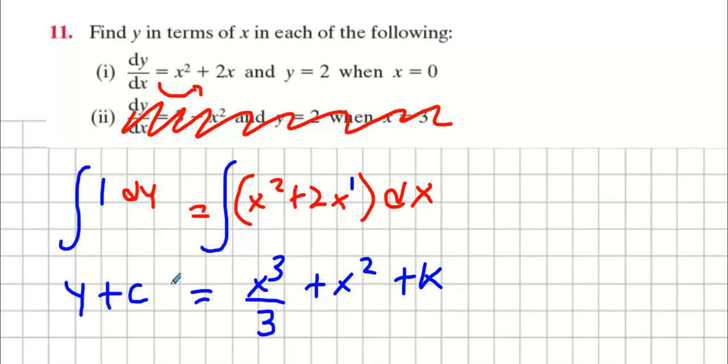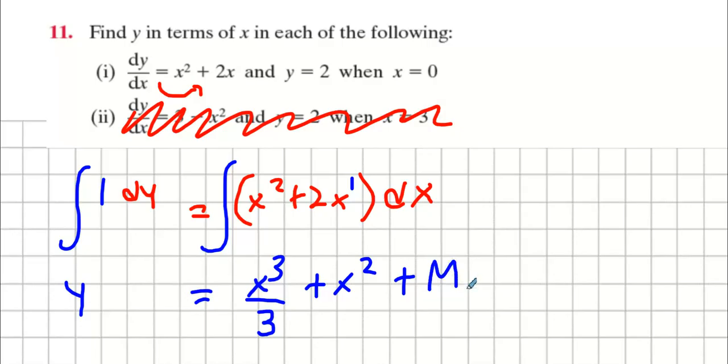Now, what happens if I move c over to the other side? And now I have k minus c. Would you agree that k minus c are just two random numbers I don't know the value of? Would you agree with that? And therefore, pick another letter we haven't used yet. Pick something. M. Grand. M. Done. The two of them make it m.